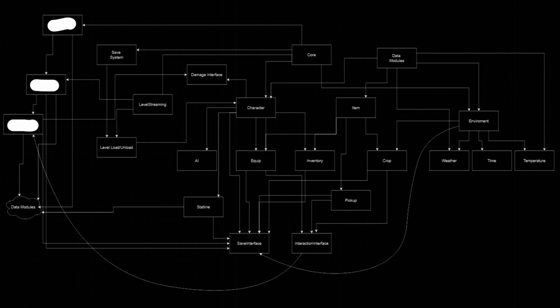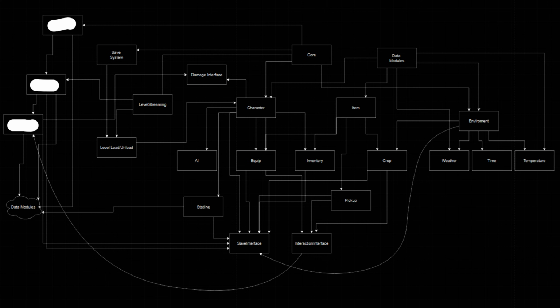Now, I'll start off by saying there are 3 on the left I have hidden because they are things I'm not 100% sure I want to include yet, and I don't want people getting excited. But these are the core modules for what I'm planning. I've got the core system, the character system, the equip system, the stat line, AI, level load, and the lines point to dependencies.